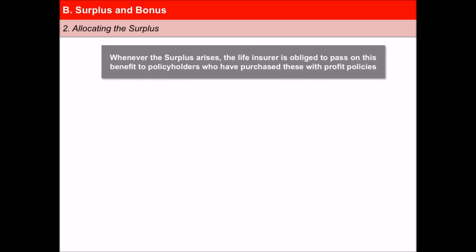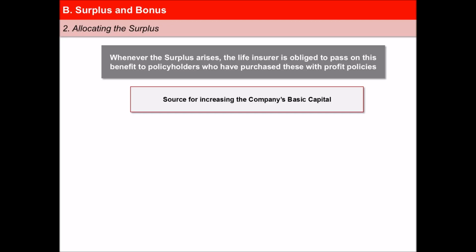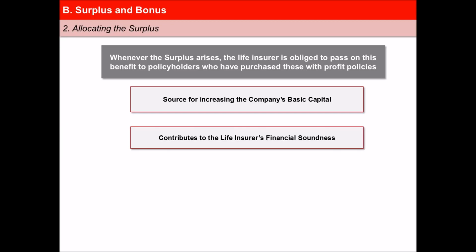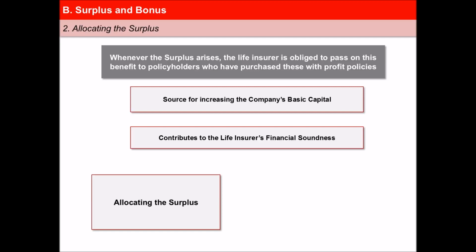Whenever the surplus arises, the life insurer is obliged to pass on this benefit to policyholders who have purchased these with profit policies. At the same time, surplus is also a source for increasing the company's basic capital. It contributes to the life insurer's financial soundness. Let us now look at the methods of allocating the surplus.